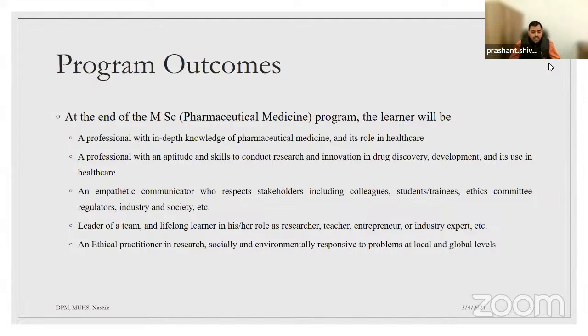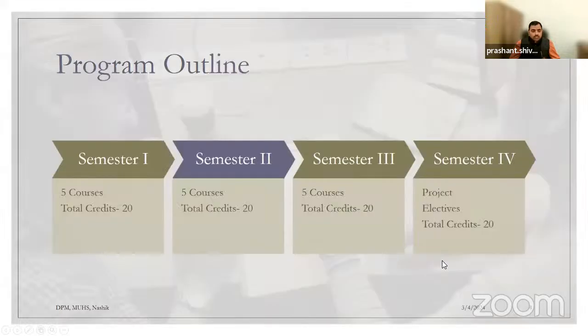They will be a leader of a team and a lifelong learner in their role as a researcher, teacher, entrepreneur, or industry expert, as well as an ethical practitioner in research, for those from a health sciences background, socially and environmentally responsive to problems at a local and global level. So we are not only making a student a money-making machine, but we are also making them socially responsible in whatever they do.